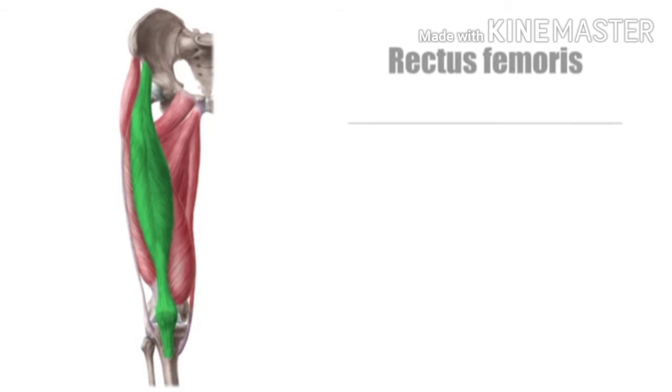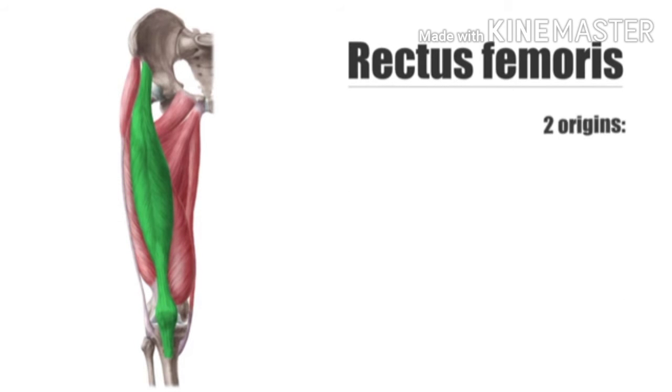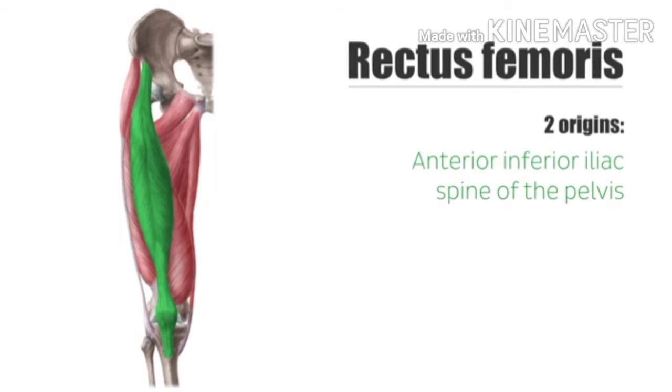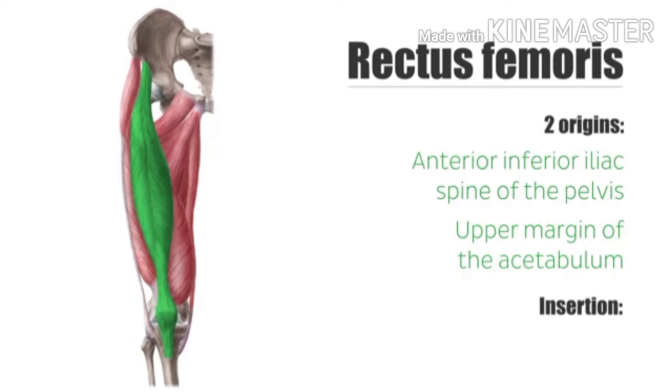The rectus femoris muscle has two origins at the anterior-inferior iliac spine of the pelvis and the upper margin of the acetabulum. Distally, its fibers end in the common insertion tendon, which is also known as the quadriceps tendon.